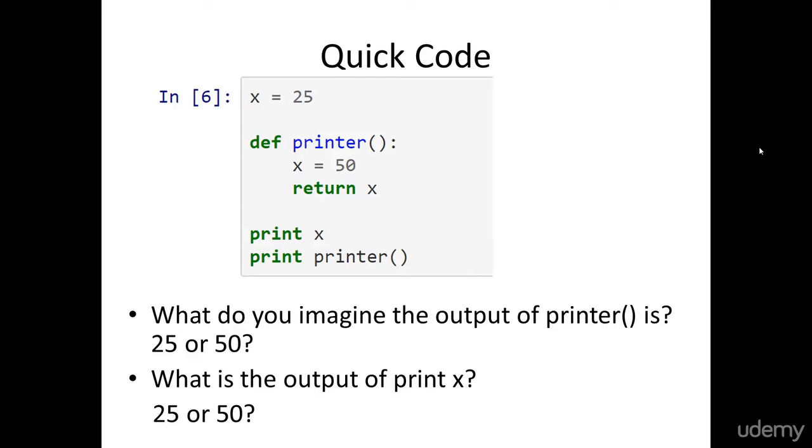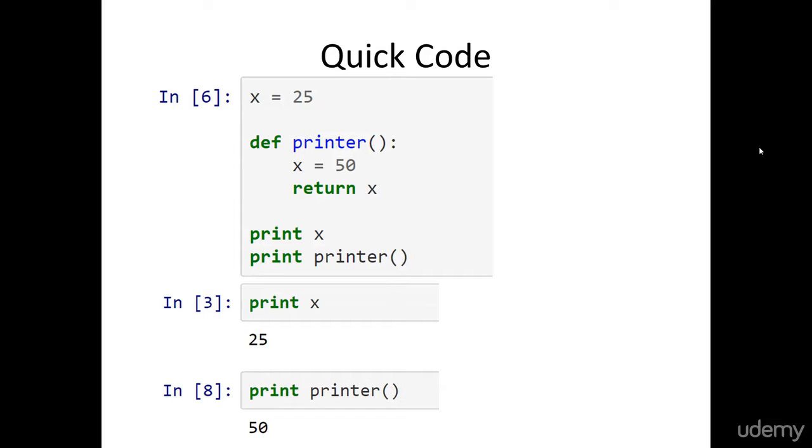Here, we have the cell block that was in the Jupyter Notebook. As I mentioned before, you should have gone through the Jupyter Notebook already and typed out this code yourself. We have x equals 25, and then we have this function printer, which sets x equals 50 and then returns x. So what do you imagine the output of printer is, and what do you imagine is the output of print x? The output of that print x statement is 25, and the output of printer is 50. If you notice here, you basically have two different x's, one for printer and one in a more global scale or scope, which we'll learn about in a second.